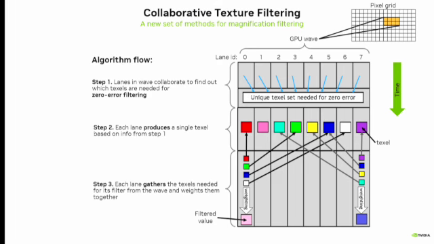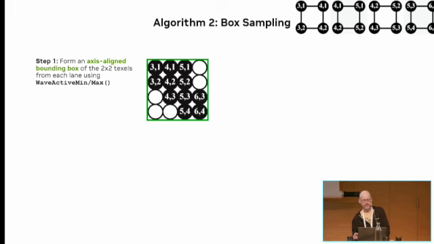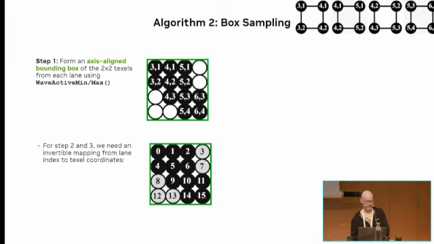The second algorithm is called box sampling. So here we walk through the steps 1, 2, 3 that I showed on the previous slides. The first step here is to compute an axis-aligned bounding box around the 2 by 2. Again, the example is bilinear filtering. So we compute a bounding box around the 2 by 2 texels that we need for each lane. And then we use wave active min and max, which are wave-wide functions that you can use to get the minimum over the entire wave.